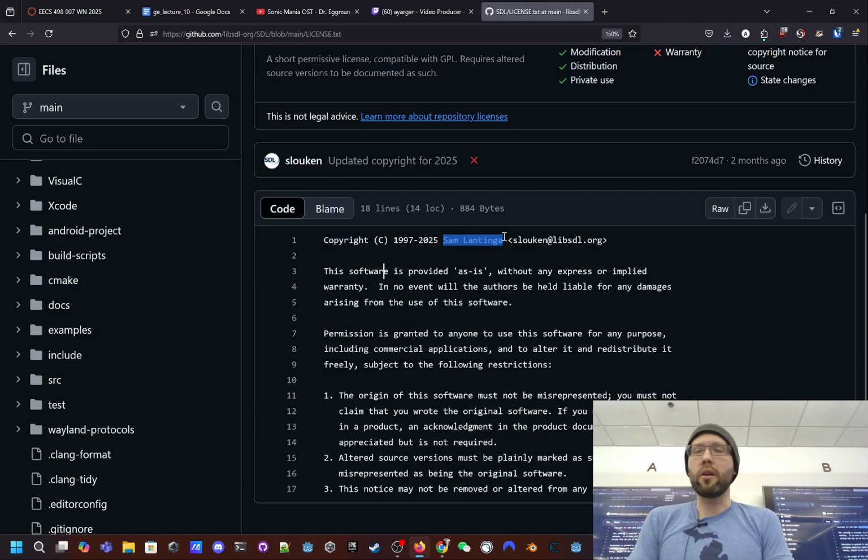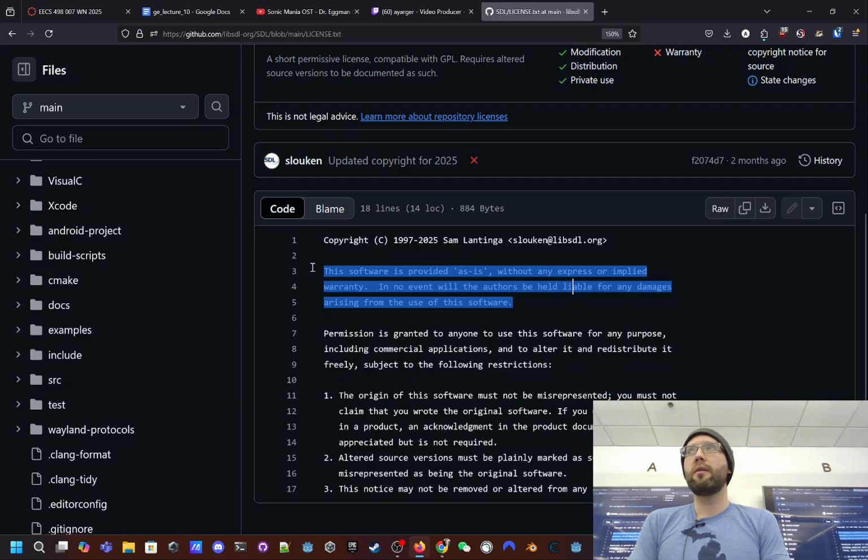Well, it was put here by Sam Lantinga, the creator of SDL. The software is provided as is without any express or implied warranty, okay? In no event will the authors be held liable for any damages arising from the use of this software. This says you're never allowed to sue us, okay? That's what this paragraph says.